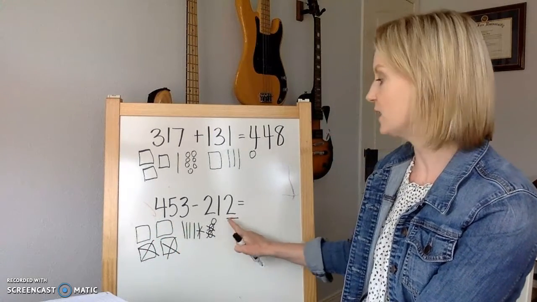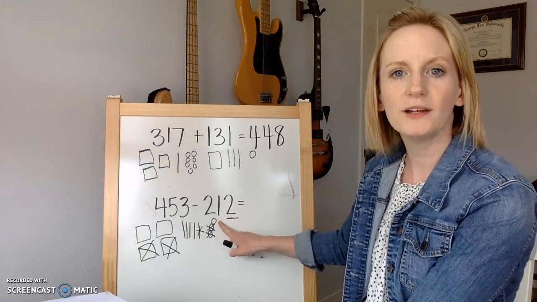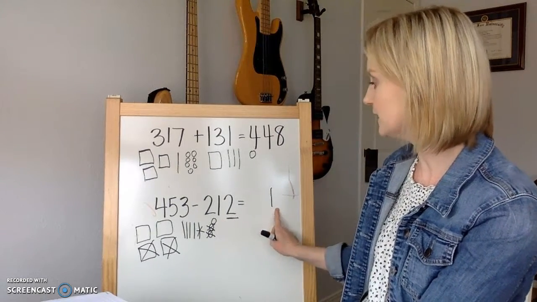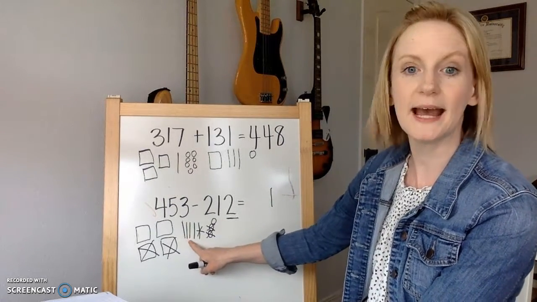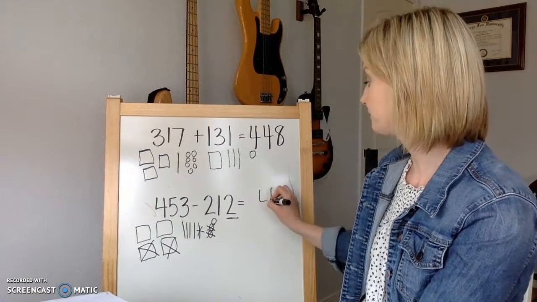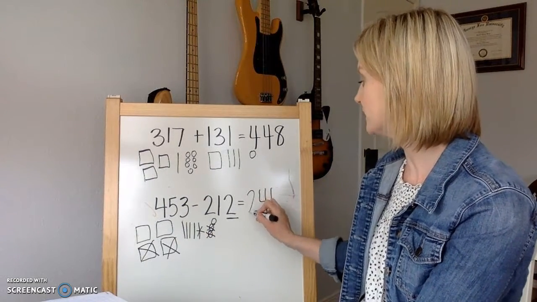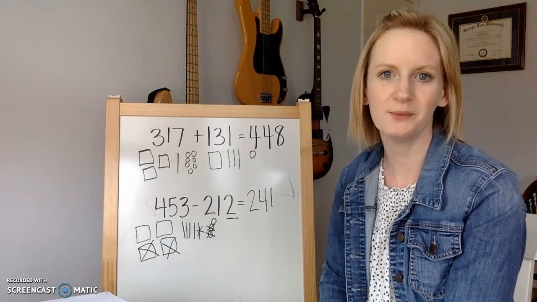Now, I start back in the ones place. How many ones do I have left? Just 1. I'm going to put that here in the ones place. How many tens do I have? I have 4. And then how many hundreds? Yep, I have 2. My answer is 241.